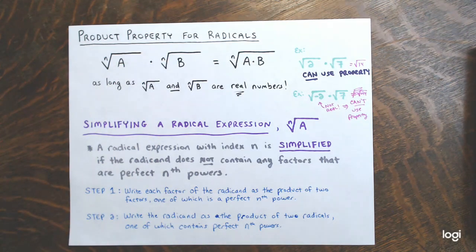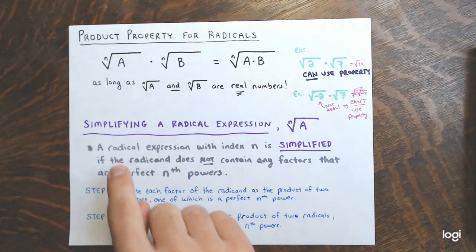And if I have even roots, then I have to worry about what the radicand is, just to make sure my results are real. Alright, so this video is titled Simplifying, using the product property to simplify a radical expression. So what does that mean?